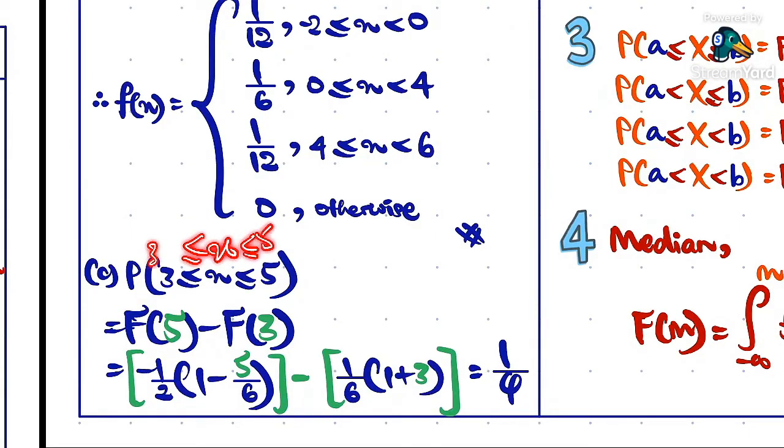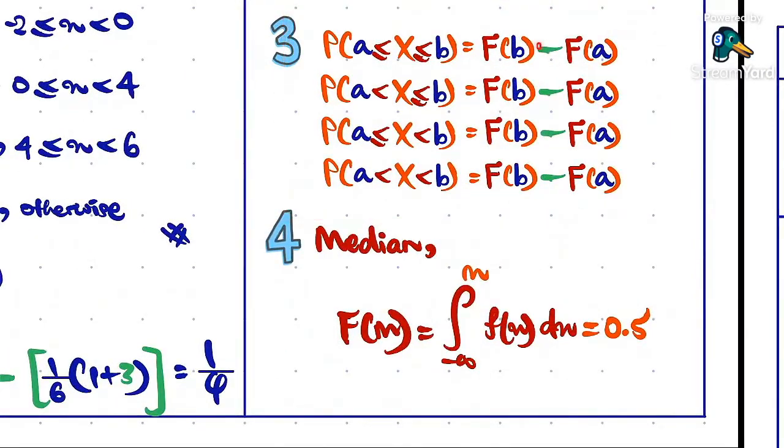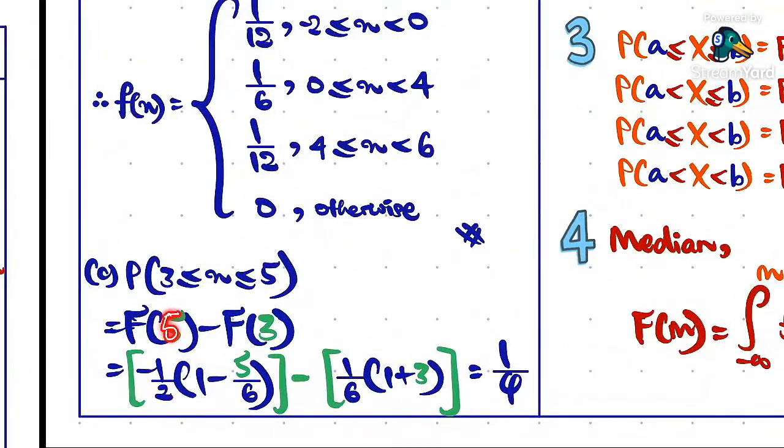And the last question is finding the probability of x in between 3 and 5. So no matter whether there is equal or not, you can just use this formula here that I've given, F(b) minus F(a). Whether there is equal or no equal, it doesn't matter. The formula is still the same. F(b) minus F(a). So you just put here F(5) minus F(3). Done. And so just sub into the big letter F. Remember, this is big letter F.